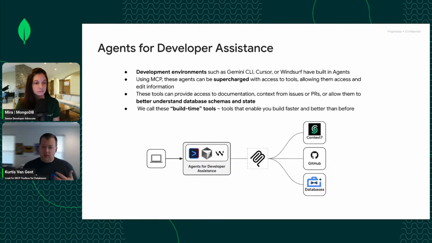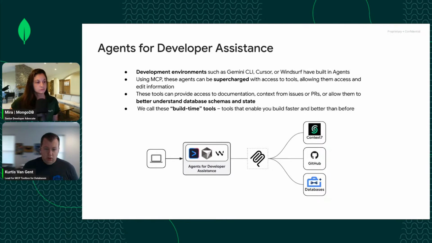They get a bunch of access to tools that allow them to access and edit information. These tools can do a bunch of different things. We see a lot of MCP servers like Context7. It allows you to provide access to documentation specific to the versions of the libraries you're using. We see things like GitHub that provide context from issues and PRs. Or you can interact with databases, which allow you to understand how your database's schema looks like, what state is in the database already, and gives your agent more context for how to interact with the application correctly.